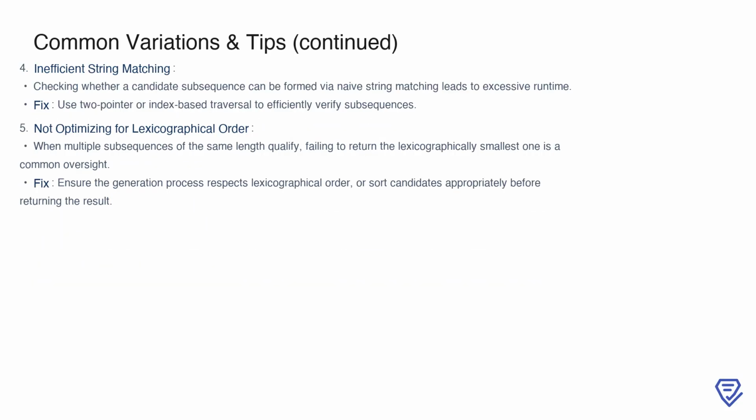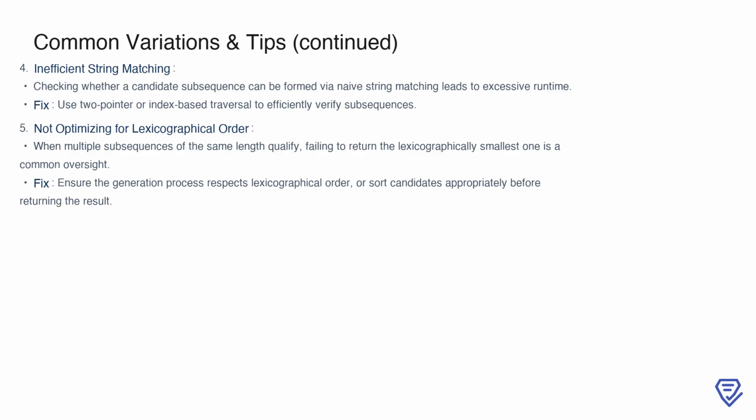Another significant challenge involves inefficient string matching techniques. For instance, naively checking whether a candidate subsequence exists in the original string by scanning it repeatedly can result in excessive runtime, especially for longer strings. A more efficient approach is to use a two-pointer method or index-based traversal to verify subsequences.